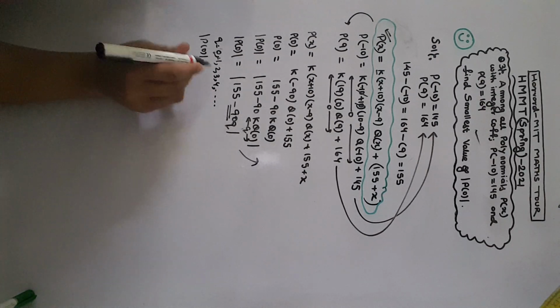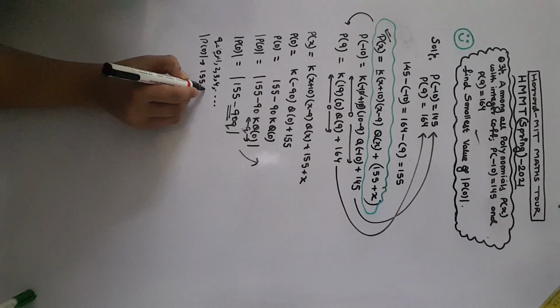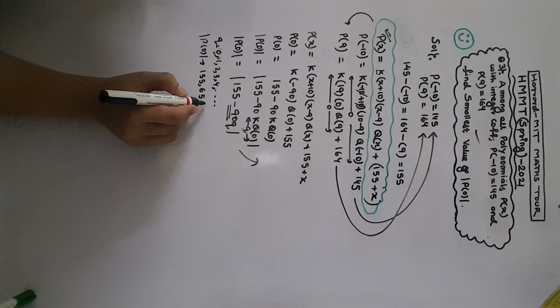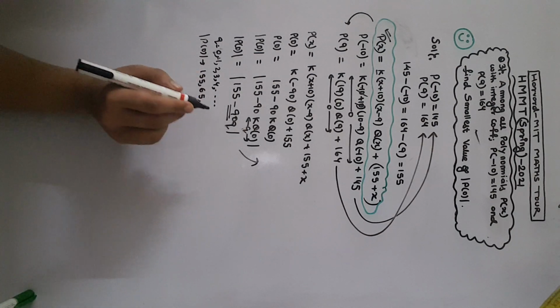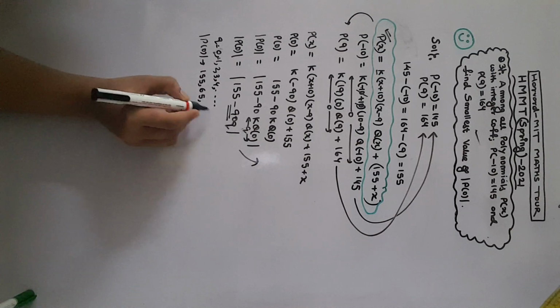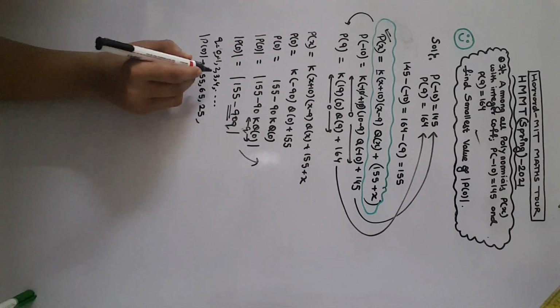Okay, so at 0 the answer will simply be 155. At 1 the answer will be 65. At 2, that means at 180, 155 negative 180, it is simply 25. I do think so. 165, 175, 180, right.